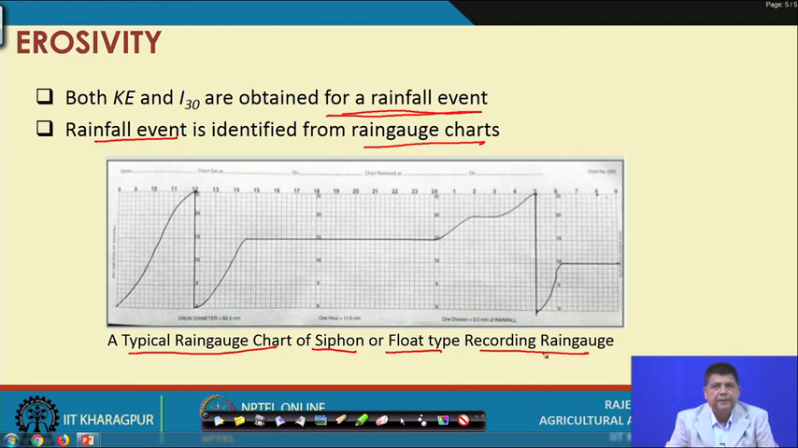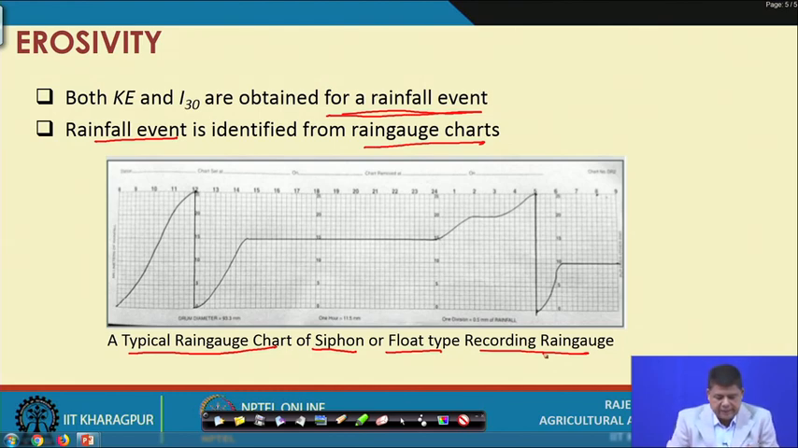This chart here is a typical rain gauge chart obtained from a siphon or float type of recording rain gauge. I am sure that you have read about various kinds of rain gauges, non-recording and recording, and within recording you have probably heard of the tipping bucket, the weighing bucket, and the float or siphon type. This siphon or float type is the standard recording rain gauge adopted in India, and that is why I am showing the chart here.